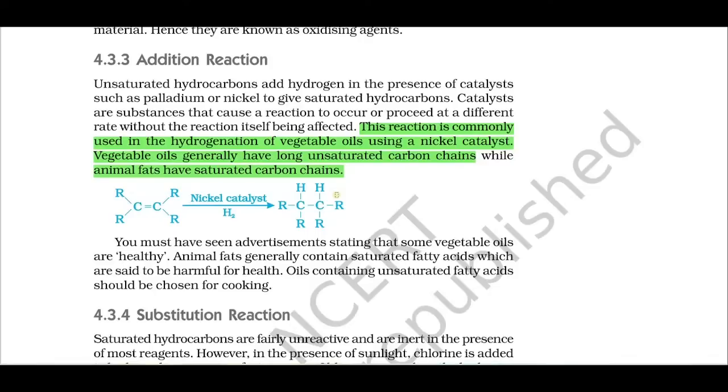See, sometimes the doctor advises to use unsaturated oil because it is good for health when compared to saturated oils. Why? Because the saturated oils are not much reactive. It will be very difficult for digestion.